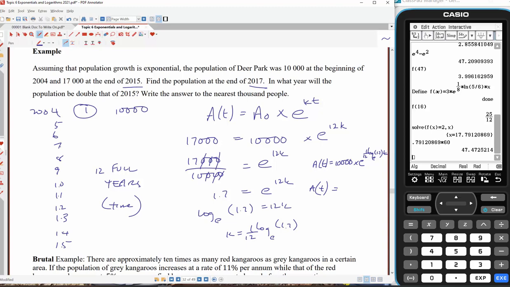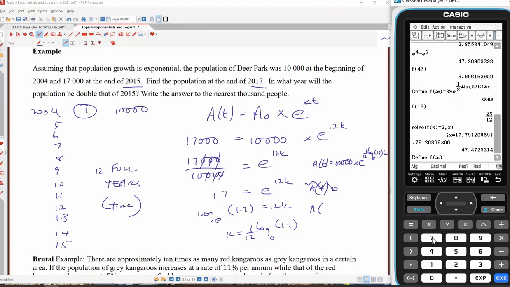Find the population at the end of 2017. So that is going to be, not A of t, that's going to be A of. So 15 was 2015. Oh no, 12 was 2015. Oh goodness. Okay, let's just type this into the calculator. I sort of get confused with these number of years between type questions.